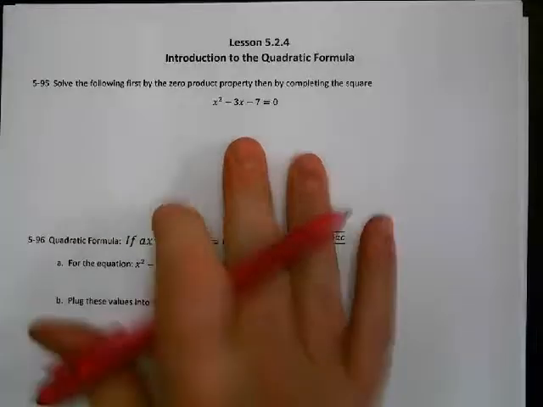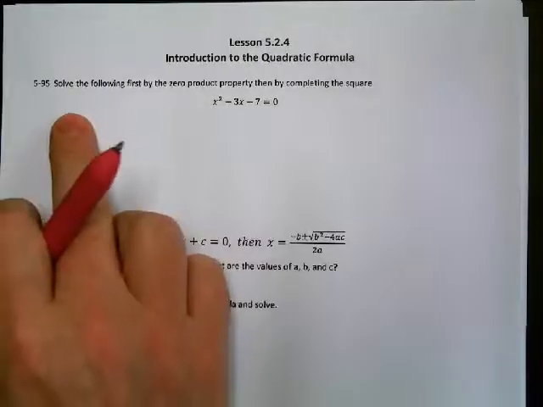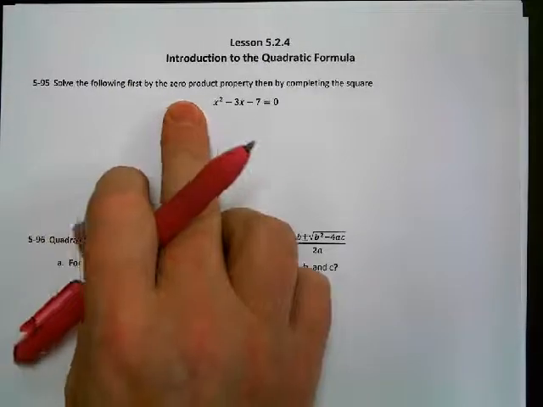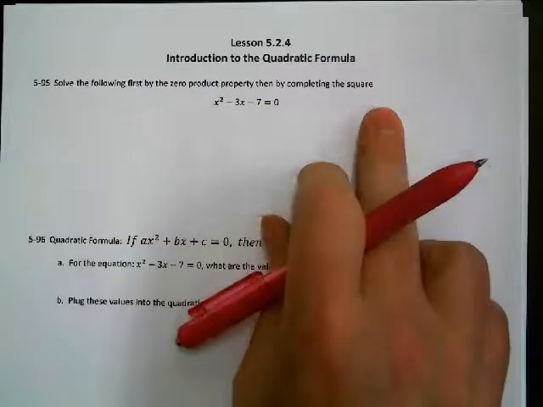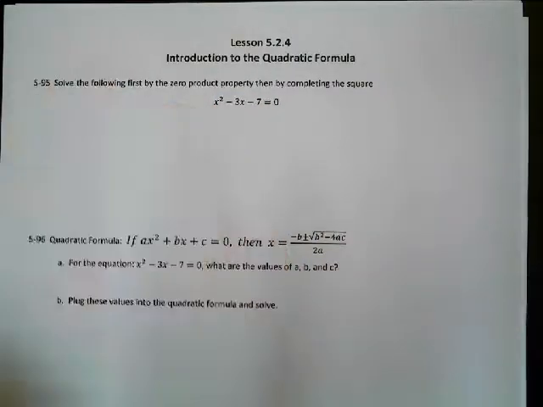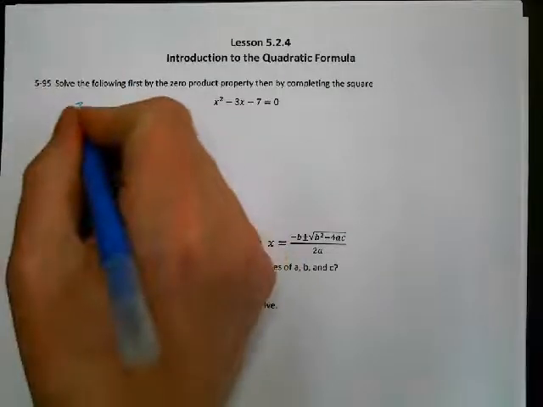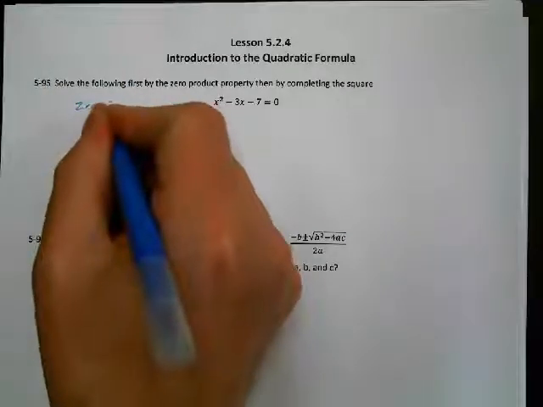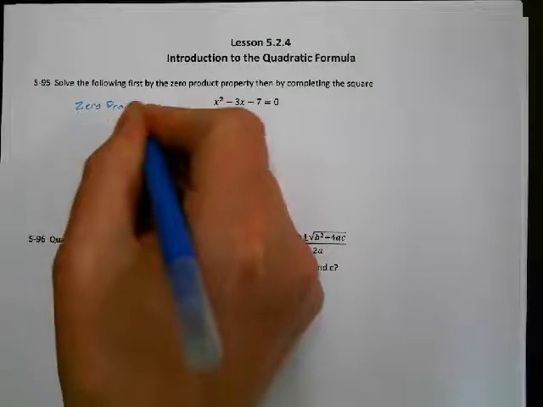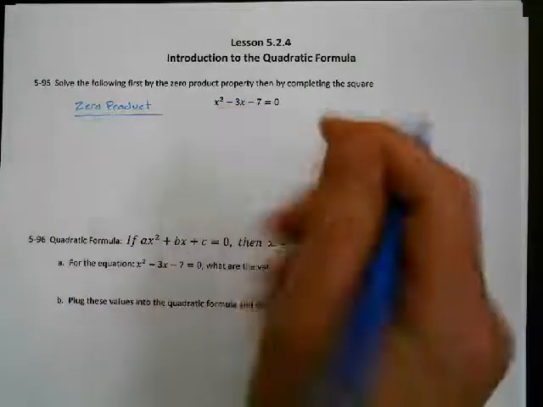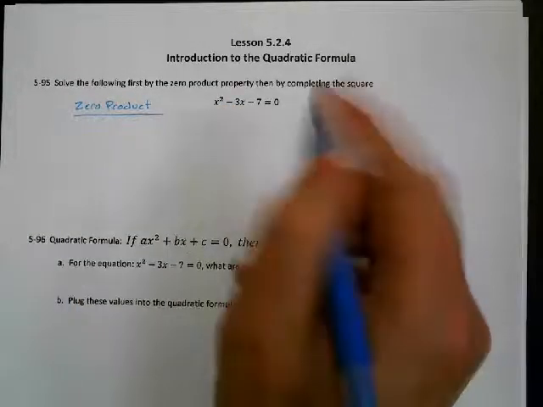All right, so looking at this, we've got a problem here. It says solve the following first by the zero product property and then try completing the square. All right, so let's look at the zero product property here real fast. In order to use the zero product property, we have to factor this.